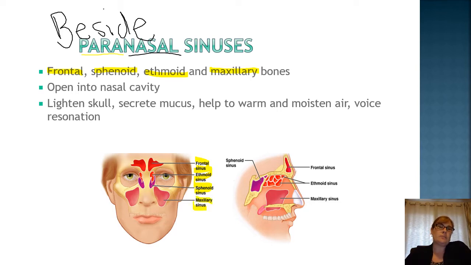So the job of these sinuses, the big one, is to lighten the skull. Remember, our brain is really, really heavy. It's very vascular, and a couple of air spaces in the skull help with the weight. They also make some mucus, which helps clean the air, and they are connected to the nasal cavity. They help warm and moisten the air, and your sinuses are really good amplifiers of your voice.